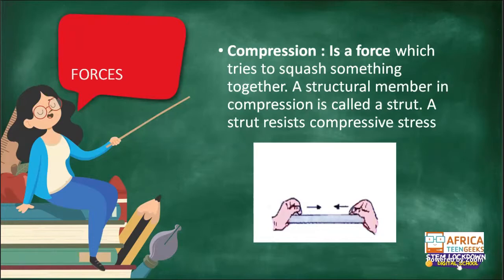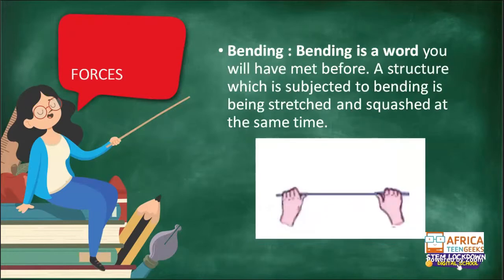A strut. Okay, a strut resists compressive stress. Now let's look. You can see this person. You see where these arrows are? It means they are trying to compress, or push, or squash the object, and that is compression. So compression is simply a force that is pushed from both ends of an object, as we can see in the diagram.